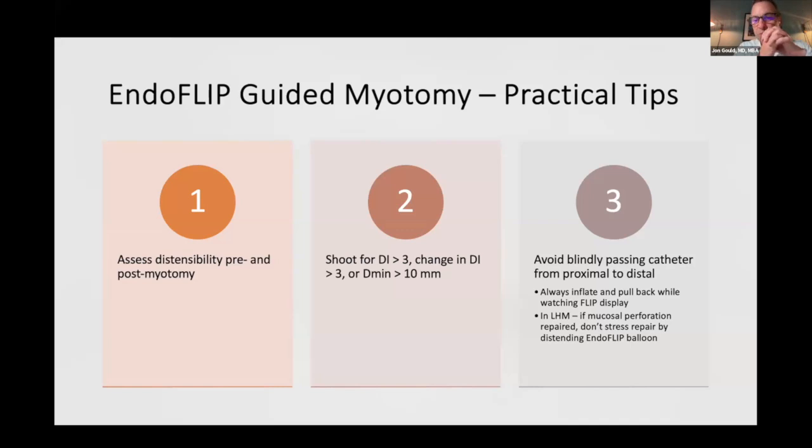And then if there's a mucosal perforation and it's repaired, and one of those repairs you're a little concerned about, especially if you already have done your distensibility and have a pretty good sense about where you're at, I tend not to repeat the Endoflip. I worry a little bit about the distension messing with your repair. And that's another thing I think I learned the hard way a number of years ago. But those are some practical tips.